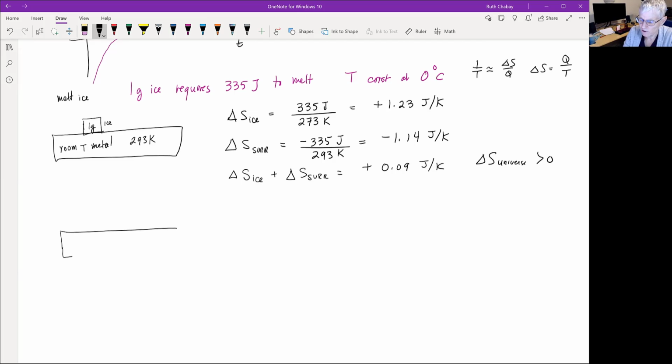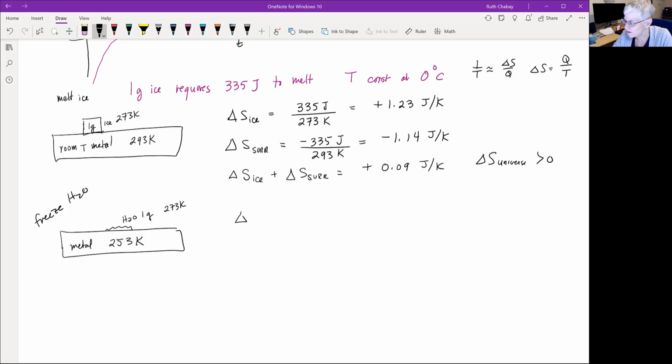So we're going to freeze water. We have a little puddle of water, a gram of water, at 273 Kelvin. And we have a metal block here. It's colder now, at 253 Kelvin, so the water can freeze. So we freeze water, and we're just going to do the same calculations.